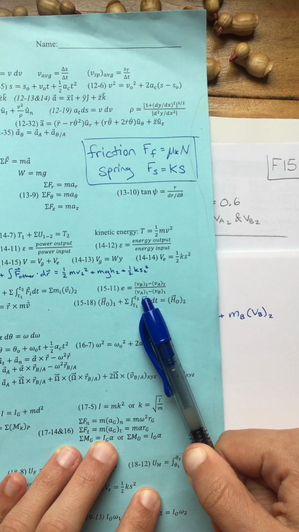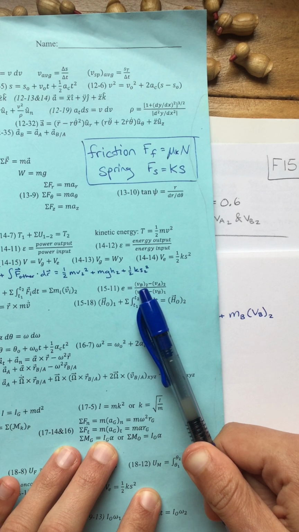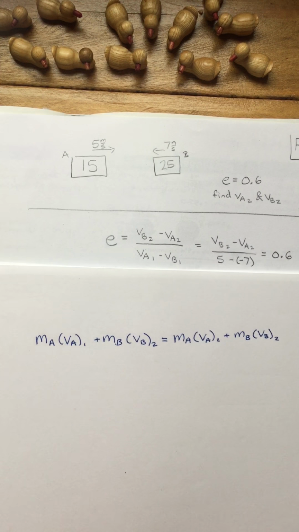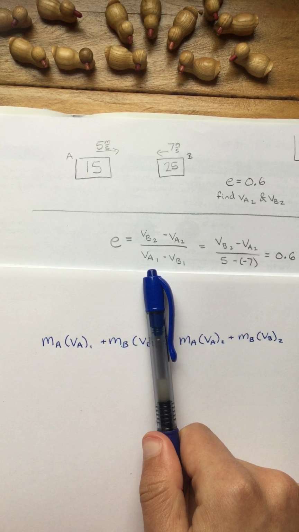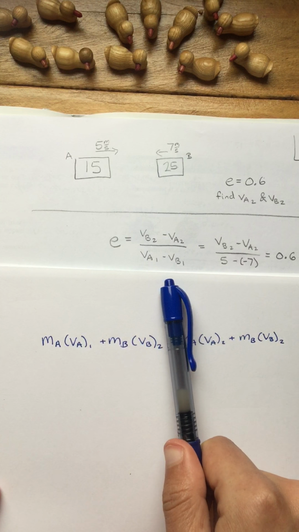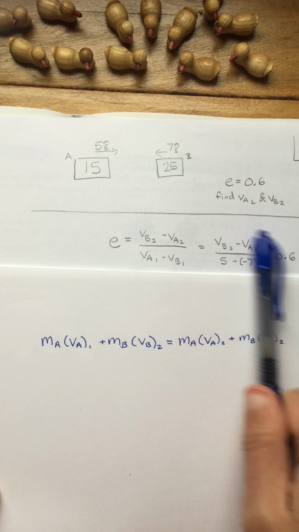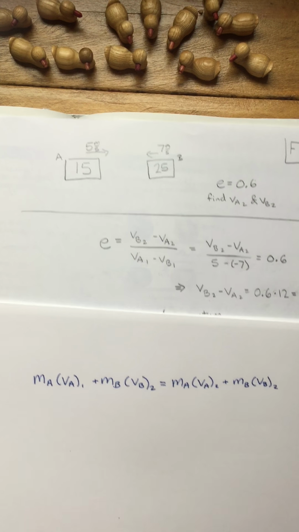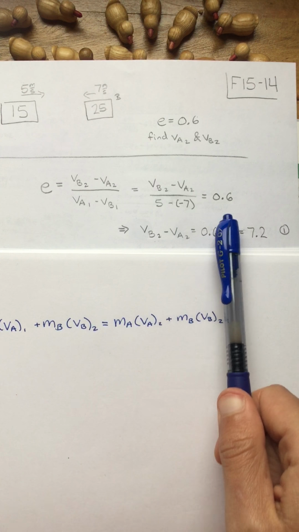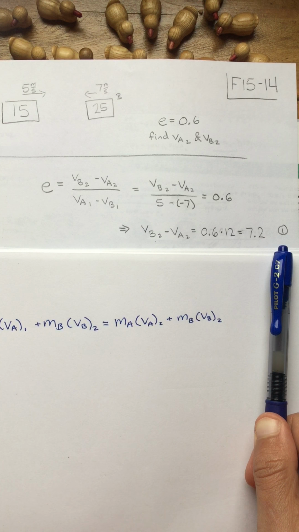This is equation 15-11, and I can use the coefficient of restitution to come up with a relationship between the final velocities of the two cars. So if I say to the right is positive, then the initial velocity of car A is positive 5. The initial velocity of car B is negative 7, so I can put that into the denominator. And because they tell me the coefficient of restitution is 0.6, that gives me this equation here. I can rearrange this equation by saying 5 plus 7 is equal to 12, multiplying both sides by 12, then I get VB2 minus VA2 is equal to 7.2, and we're going to call that equation 1.